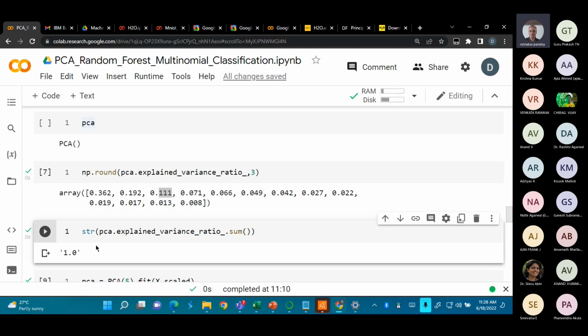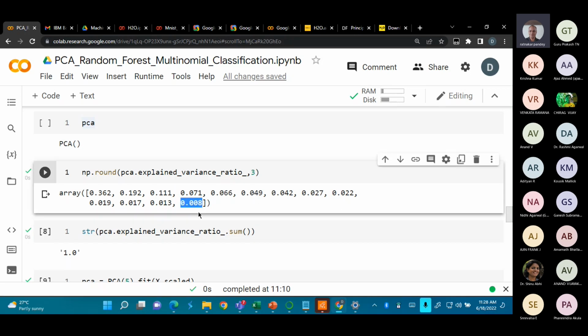So that's what we are looking at. It confirms that principal component 1 is the most important component, principal component 2 is the second most, the third is the third most, and so on. By the time I come to the last component, it is only explaining 0.8% of the original data's explaining power. So almost nothing, right? That's why we will chop them off when choosing the number of components.